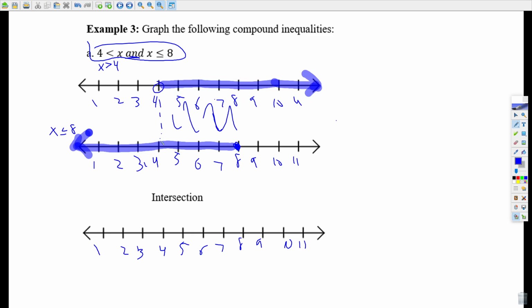So wherever they overlap is what I draw. That would be from 4 up to 8. 8 is included, 4 is not included, and we shade in between them. That would be the answer for example 3. So I'm only looking for where they overlap because of the word and. And means intersection.